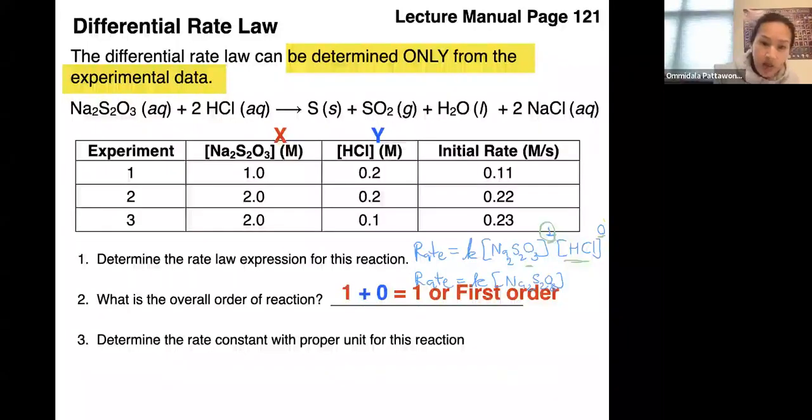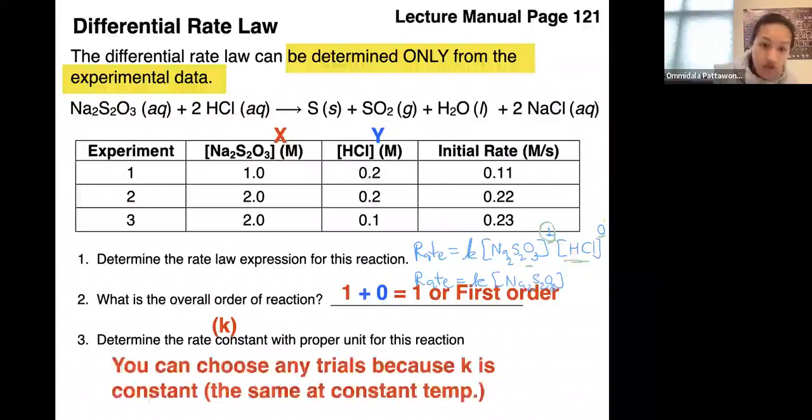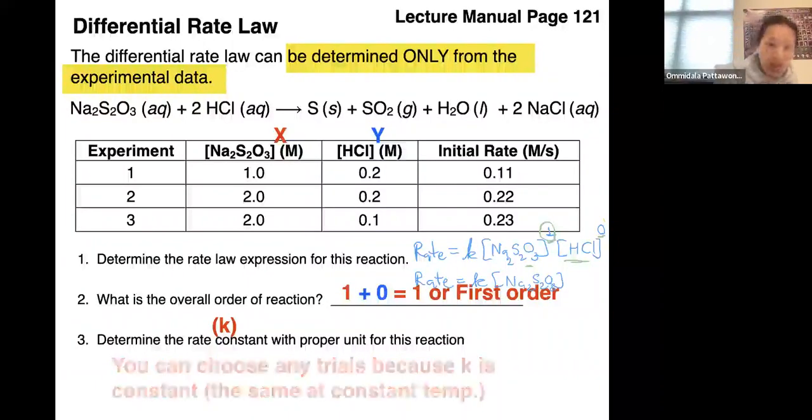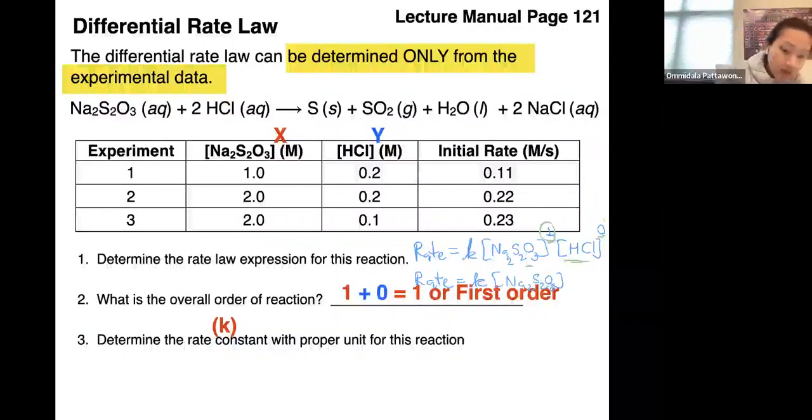The next thing is we are going to determine the rate constant, or the value of k, with proper units. Note that, as I mentioned before, k is the rate constant. It will never change, so you can choose any trial to calculate k because it's going to give you the same value. Now let's calculate k. Again, you can choose any experiment. I'm going to choose 1. You can do 2 and 3 as well, and you should get the same k value.